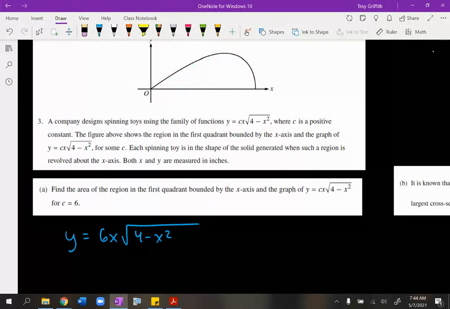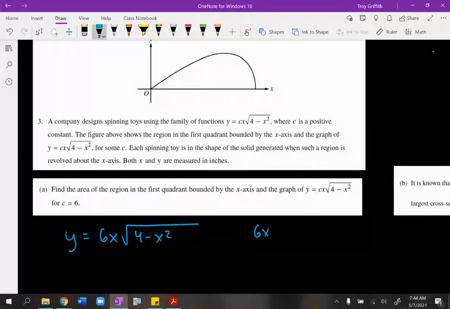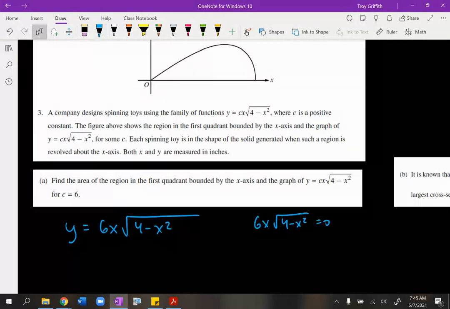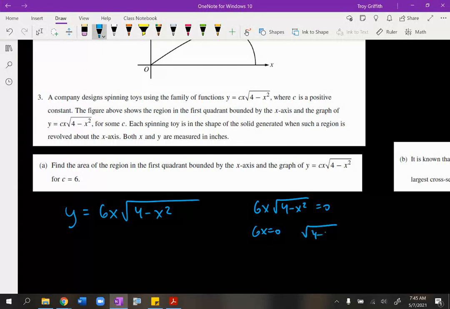Well, before we do that, we need to figure out what the x-intercepts are for this function. So I'm going to begin by setting this function equal to 0 and trying to solve for x. I know that I'm going to get 6x equals 0 and the square root factor is equal to 0. We're only trying to find values in the first quadrant, so we only need positive x values here. So I'm going to get x equals 0. We can see that from the graph.